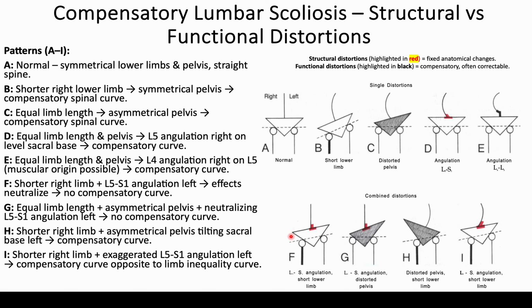We're not going to dive too deep into the slide, but this is just to give you an idea of how complicated scoliosis really is. Why is the scoliosis happening? Is it because of the pelvis, hemipelvis issues? Is it the limb? Is it angulation at the L5-S1? These are all different things that could be causing that scoliosis.